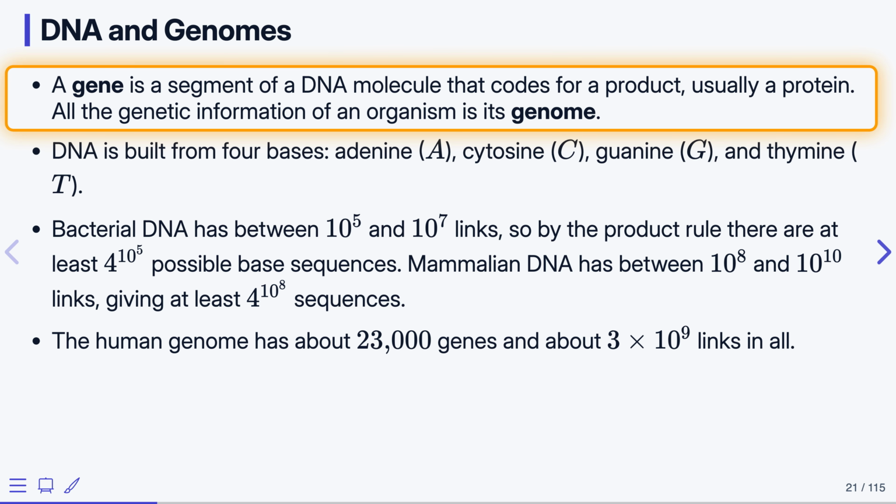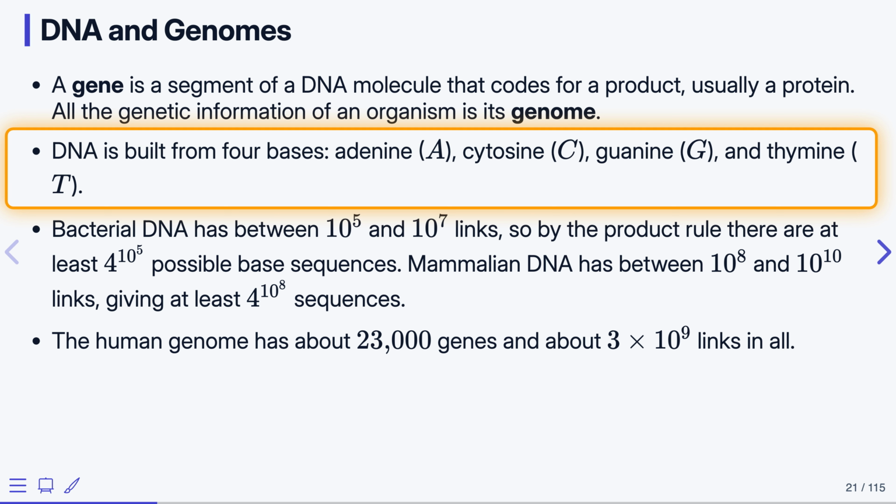Now an example from biology. A gene is a segment of a DNA molecule that codes for a product. That product is usually a protein, though some genes code for other useful molecules instead. All of an organism's genetic information together is called its genome.